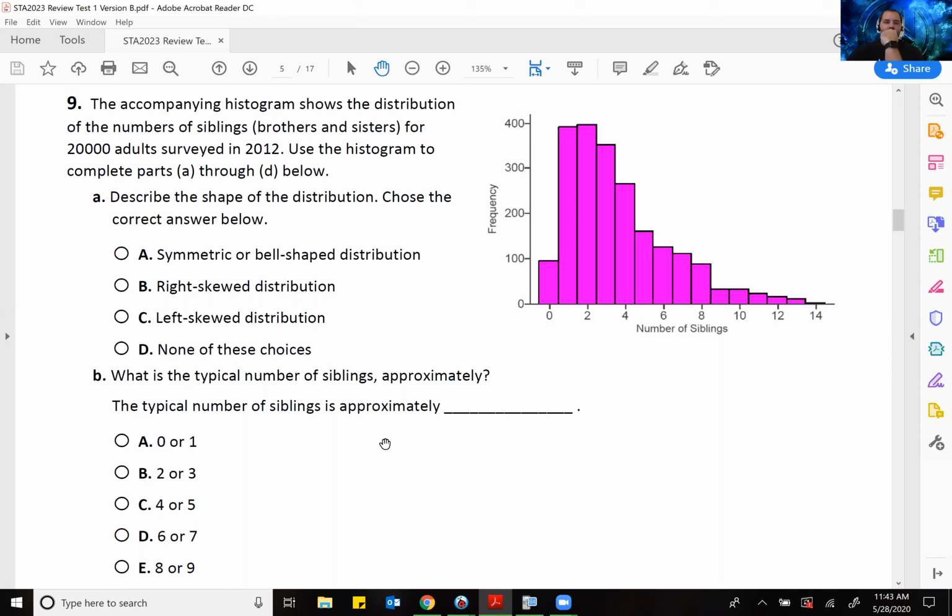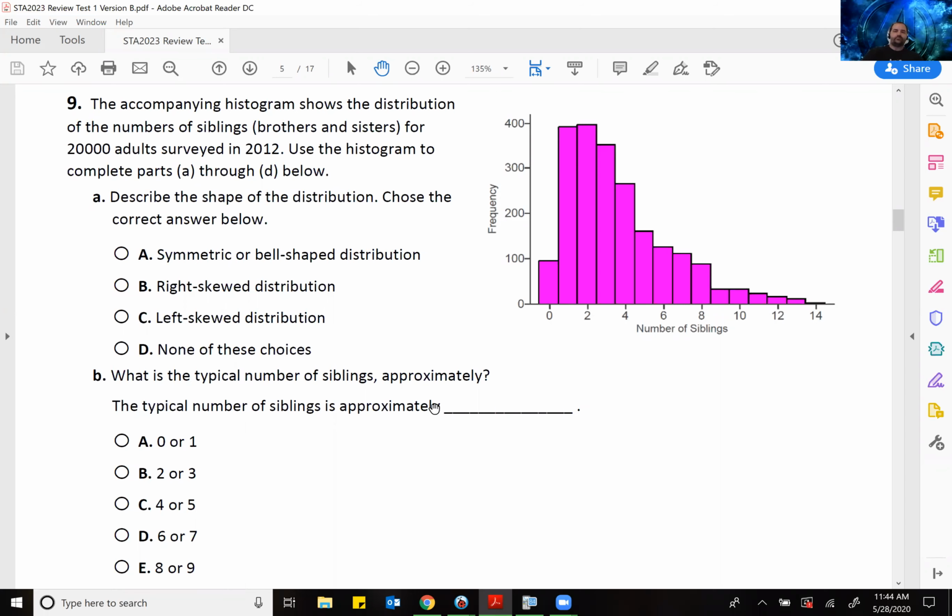Okay, so it says describe the shape. What's it look like? B, right skew distribution. Because it goes up and then it peters off, and this is where we call the tail. And the tail is what tells you the distribution. Whenever you're dealing with skewed data, wherever the tail is, that's the name of it. So the tail is on the right side, hence right skewed distribution. Skew is not about where the bulk of the data is. Skew is about where the tail is.